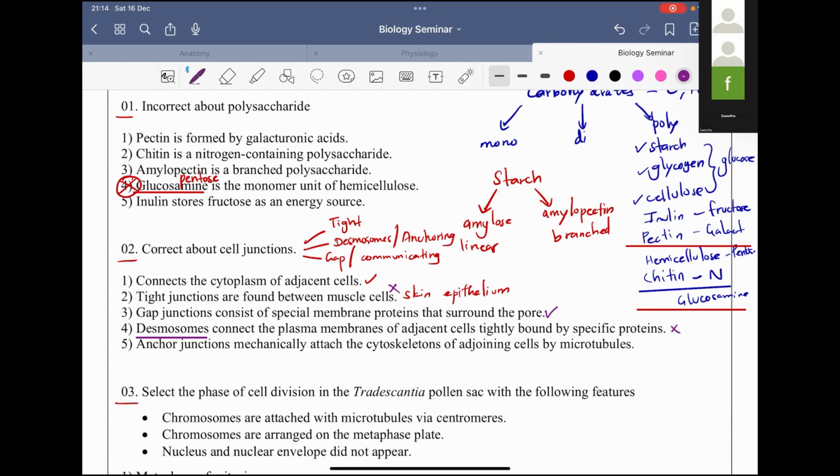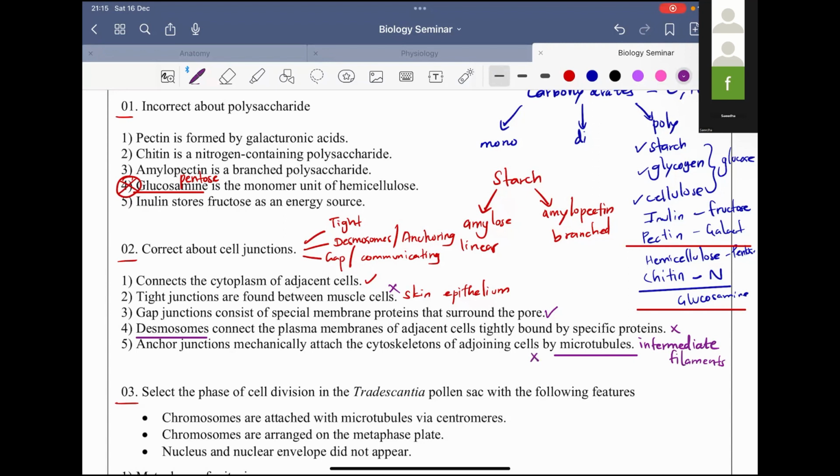And finally, anchor junctions. Anchor junctions are also known as desmosomes. They mechanically attach the cytoskeletons of adjoining cells by microtubules, not by microtubules, right? It attaches the cytoskeleton of the cells by intermediate filaments. That is why it is also false. So this is about the cell junction.